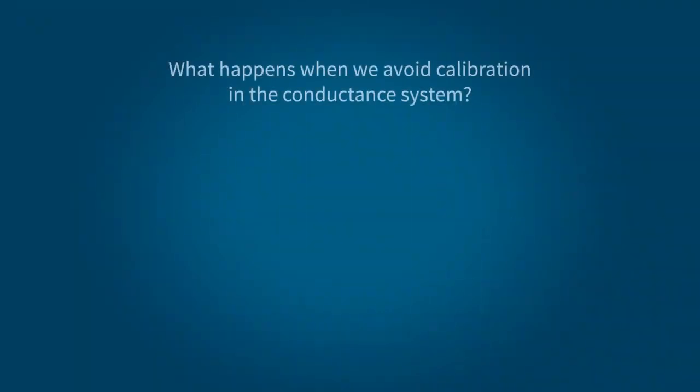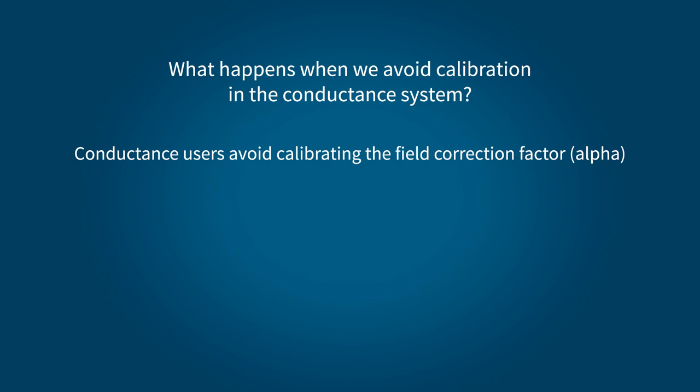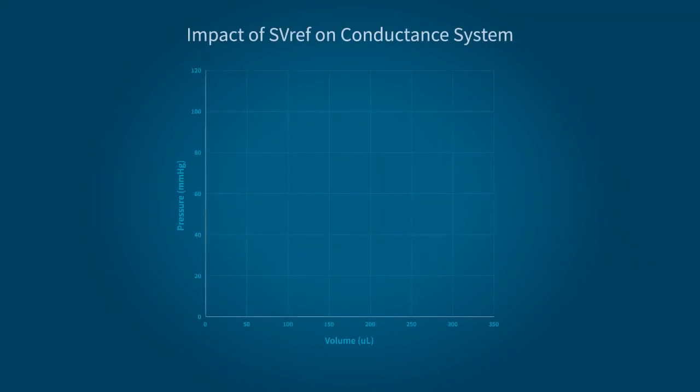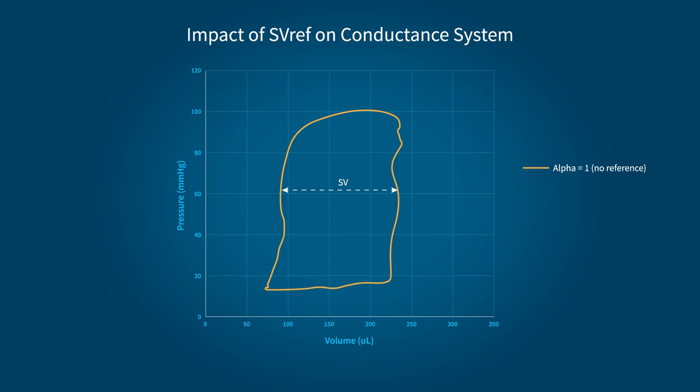Now, let's look at what happens when the calibration step is missed for the conductance system. With the conductance system, researchers commonly avoid calibrating the field correction factor, known as alpha, by eliminating the variable entirely and assuming the scaling factor to be 1, or less commonly, by using an average value calculated from a group of similar animals. Looking at the data from a single animal, assuming the alpha scaling factor to be 1 will most likely give you an underestimation of volume compared to a fully calibrated system using echo.